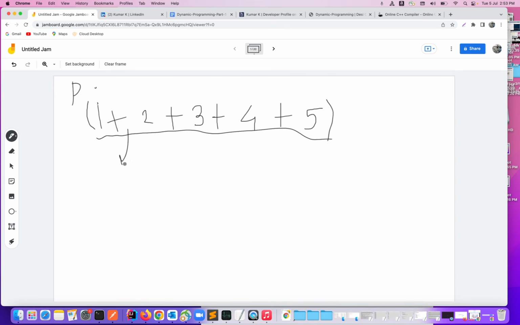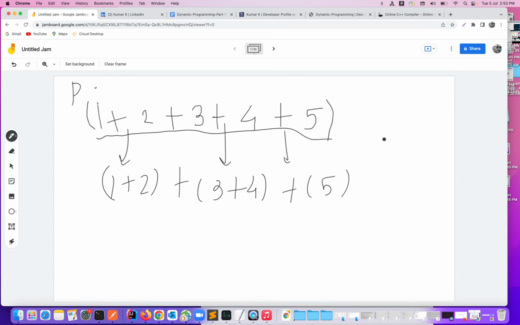We can break the problem into small parts. 1 plus 2, this has now become a smaller problem. Then another small part, 3 plus 4. Then another small part, it is 5. So step number 1 is breaking into smaller parts.